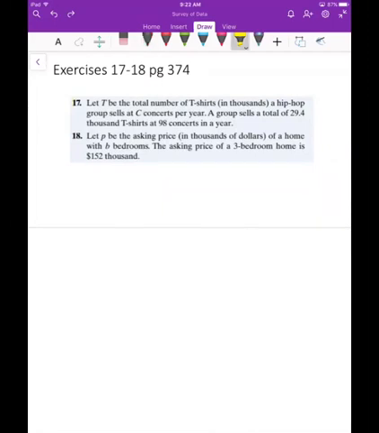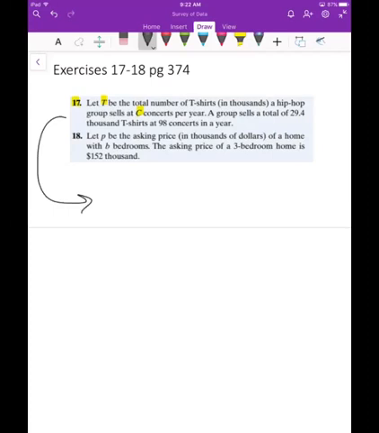In this exercise, let's start with exercise 17. We have T, which is the number of t-shirts sold in thousands that a hip hop group sells at C concerts per year. So we have two variables. Now, what we don't know right now is if the ordered pair should look like T, comma, C or C, comma, T. In order to determine that, we have to know which one is going to be our explanatory variable and which one is going to be our response variable.